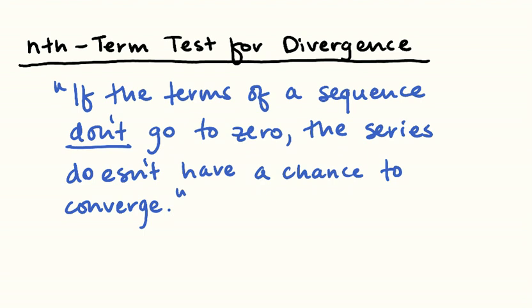I'll say that again for you to think over this statement in your mind. If the individual things that we're adding together don't go towards 0, the series doesn't really have a chance of converging to one particular number. I'm actually going to change that to the terms of a series. That's what I meant to say.